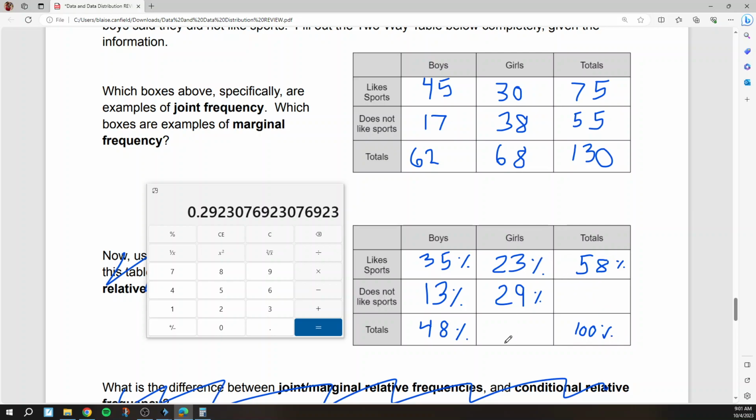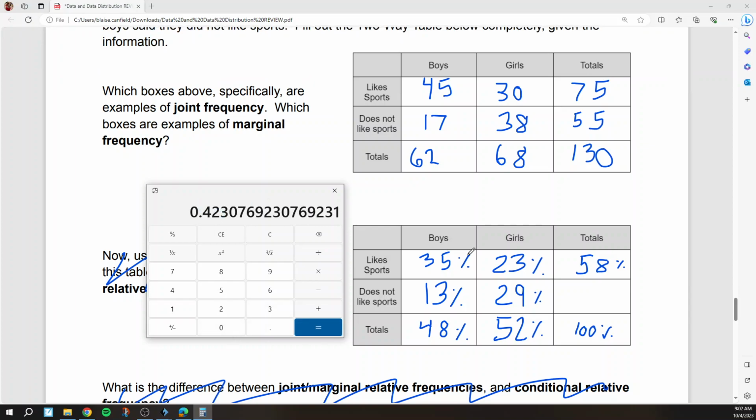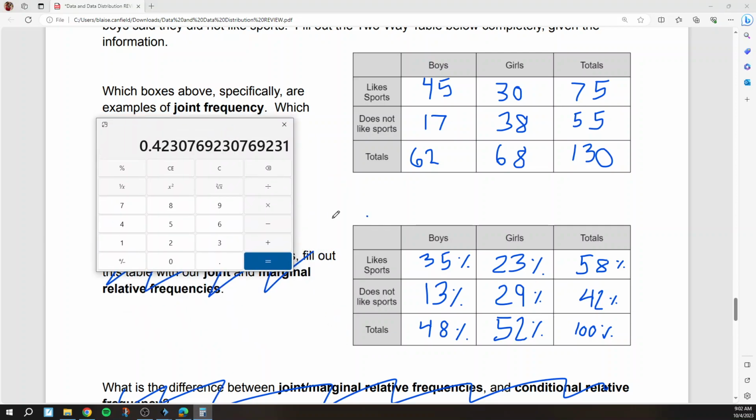So then if I do 100 minus 48, that should be here. Or if I do 23 plus 29, that should be here. Or if I do 68 out of 130, I get 52%. That should be here. All the same. Same thing here. So let's see, 55 out of 130, 42%. All right. So the benefit of using percentages is it puts it on a scale that we're kind of used to and helps us think about the numbers a little bit better.